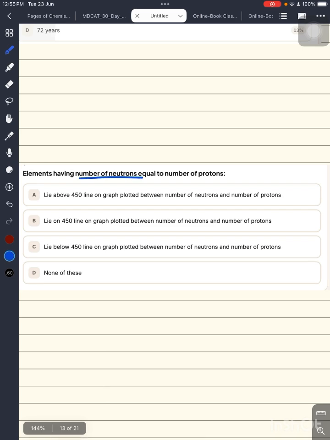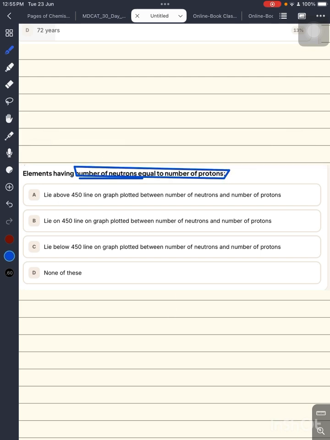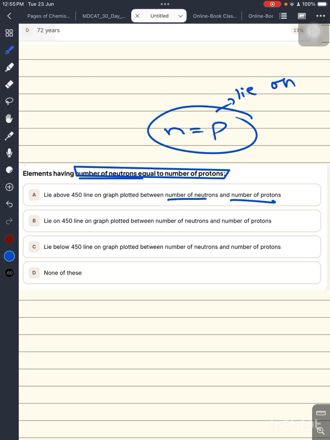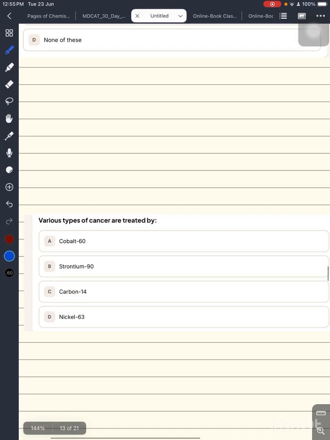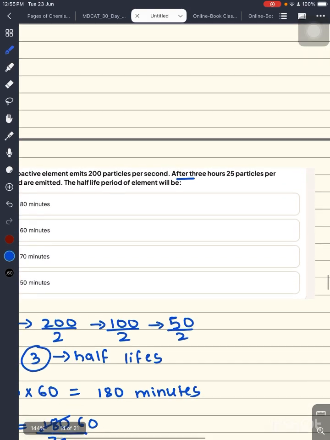Elements having number of neutrons equal to number of protons lie above the 45 degree line on the graph plotted between N and P? If N and P are equal, it will lie on the 45 degree line on the graph, not below or above. So option B will be the correct option. Various types of cancers are treated by, you have to remember this, Cobalt 60.